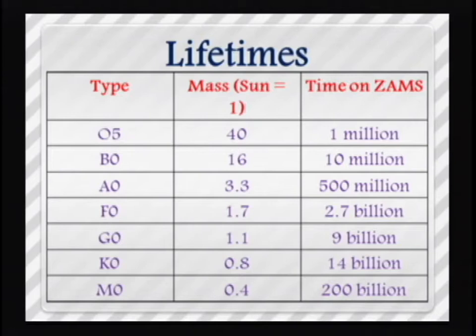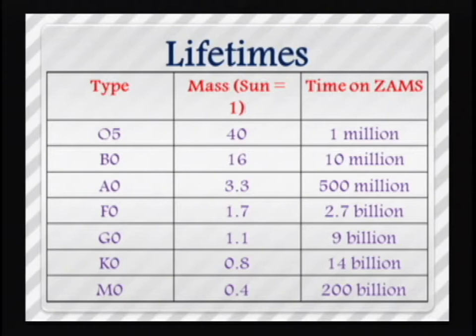Now, when I say evolve off the main sequence line, guys, realize that it has nothing to do with where that star is in the actual position in the sky. It just means that if I plot those two characteristics, looking at temperature or spectral classifications and looking at luminosity or brightness, then things are changing. They are no longer on that main sequence line.